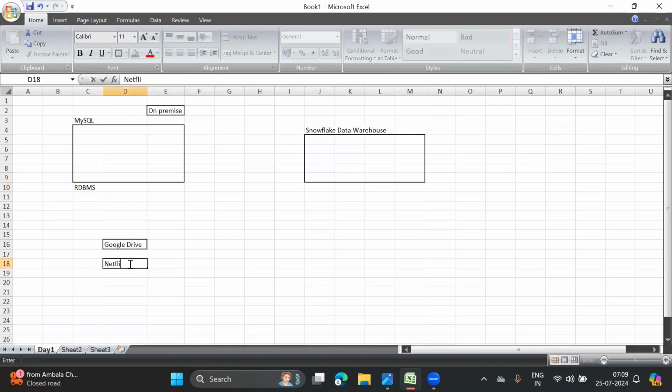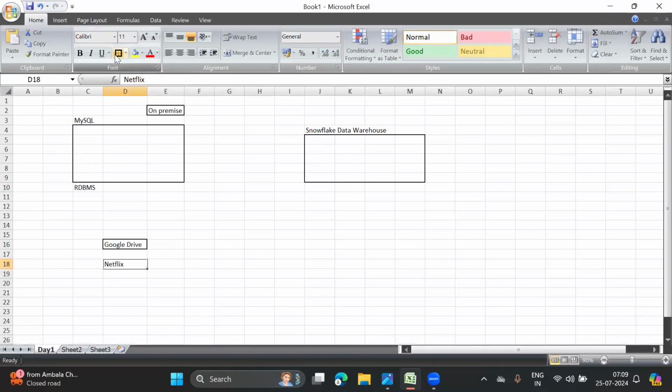So we have Netflix as well. We also use Netflix to watch movies without even knowing how those movies are stored, where they are stored, where the recommendation engine is running, how all these things are happening at the backend. Just like that, the Snowflake data warehouse is also maintained, managed, and all the upgrades and everything are also done by Snowflake.